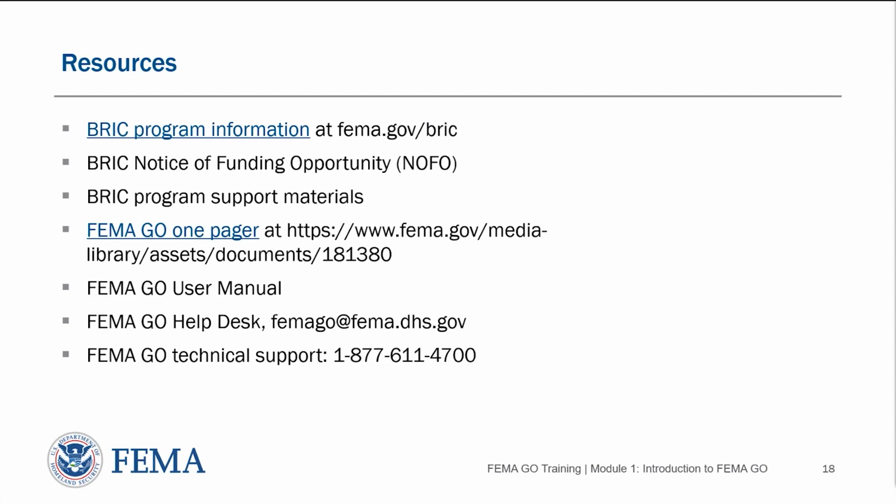Here are some resources that will be helpful if you want a refresher on what we've covered today. So if you go to fema.gov/BRIC or fema.gov/HMA, you can get to our BRIC and FMA grant programs, as well as links to these videos and our user manual and the notice of funding opportunity and all that stuff is all readily available online. The BRIC program support materials are also there if you've got questions about technical criteria or those types of things. There's also a FEMA GO user manual for both applicants and sub-applicants.